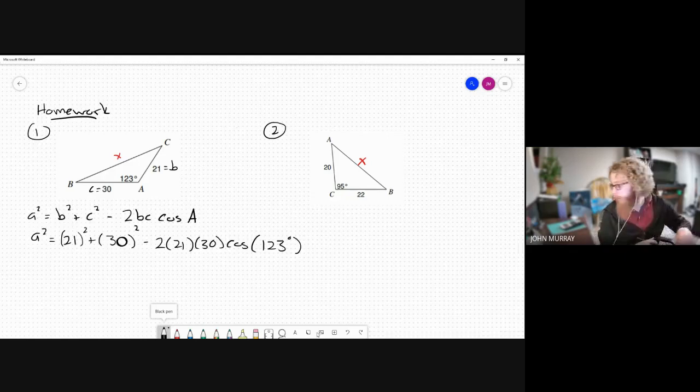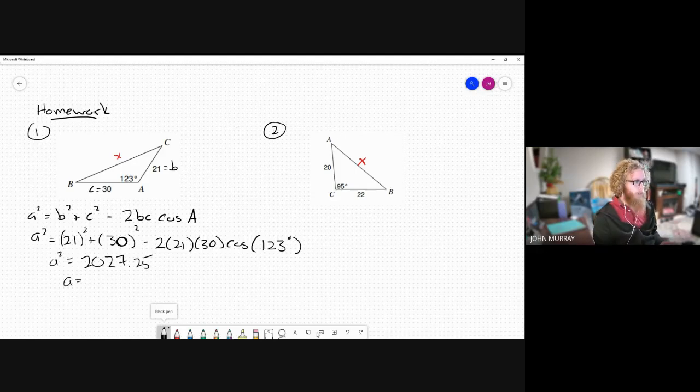All right, so you can plug all that in. Again, just be careful, whatever you find isn't your final answer. So 21 squared plus 30 squared minus 2 times 21 times 30 times the cosine of 123. So here I'm going to get a squared is about 2027.25. But again, remember, the more decimal points you use, the better.